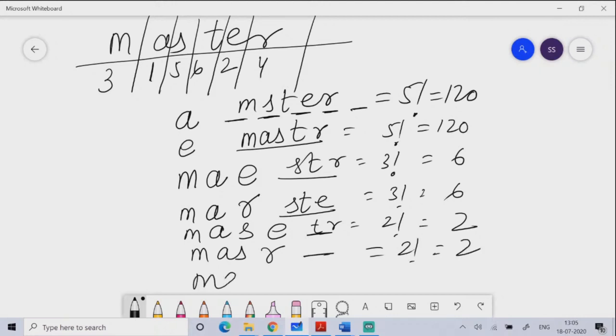Then after R, what will come? After R, T will come. With T, what would the first word be? That would be this only. So you can count 240, 246, 252, 254, 256, 257. This is your answer.